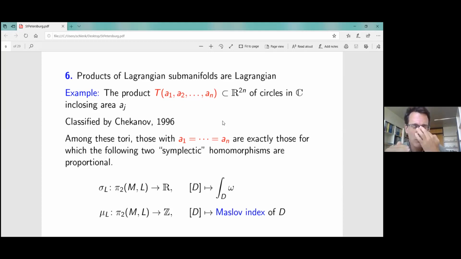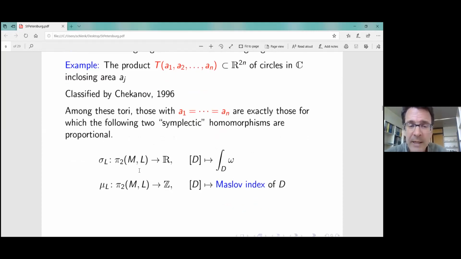So the formal definition, maybe I first say what it means for such a product in R2n. It means that all the circles have the same size. And in general, it means the following. When you have a Lagrangian submanifold, then you have two important homomorphisms from the second relative homotopy group, one to the reals and one to the integers.